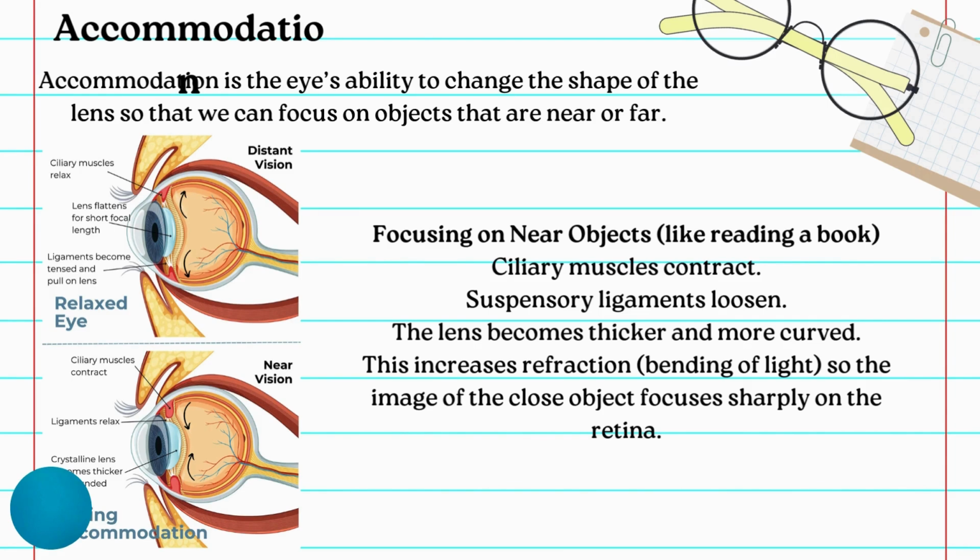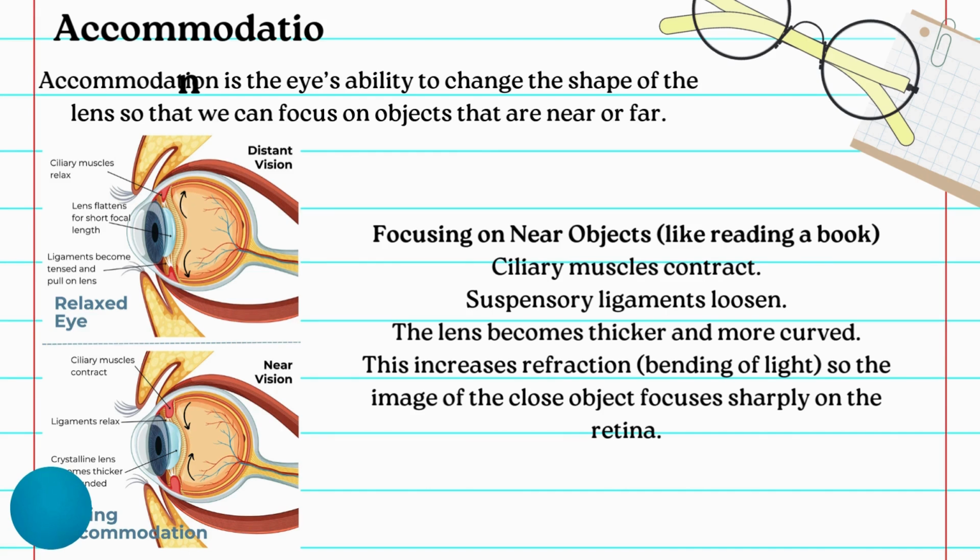So when you look at an object that is near your face, the ciliary muscles will contract, which means your hands are going to almost try to squish the balloon. So your hands are going to come together as if they want to fist bump. And then the suspensory ligaments, like when you pull elastic, if you're fist bumping your hands, the elastic will become loose. So they will be loosened. And then what will happen to the balloon is that it's going to get thicker and more curved.